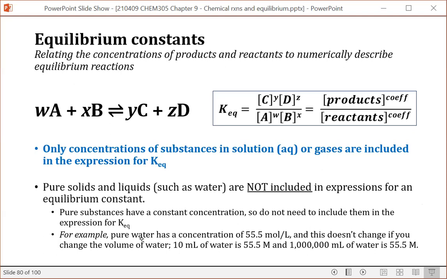And so just for example, pure water has a concentration of 55.5 moles per liter, 55.5 molar. And this doesn't change if you change the volume of the water. So like 10 milliliters of water has a concentration of 55.5 molar, and 1,000,000 milliliters of water still has a concentration of 55.5 molar. Because it's a pure substance, its concentration doesn't change.